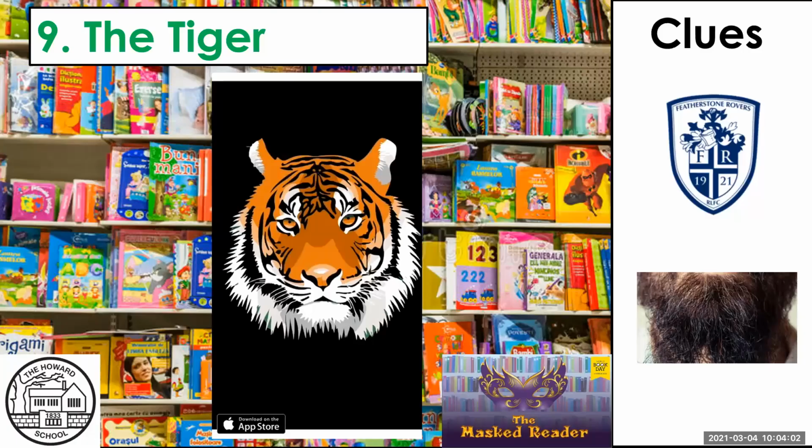So the last character is the tiger. Look closely at the clue. And an extra clue for this one, you need to think about what stories might be that have a tiger in them. Okay, because this is a tough one to listen to. Okay, so think about what stories tigers might have.